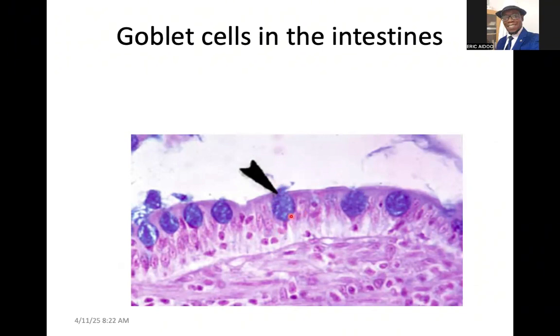So this is an example of a unicellular type, the goblet cell. This is the secretory cell. It's just one. Okay, there's another one, each of them on their own, and they are able to do their job.